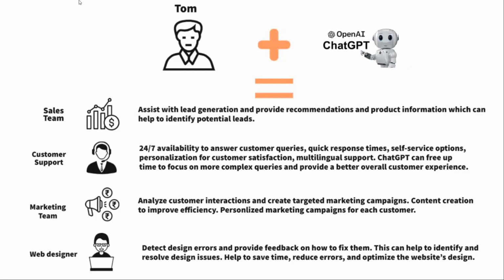ChatGPT can also help in content creation to improve efficiency. Imagine a robot typing out information for you to push out there to help market your organization. It improves efficiency. It reduces errors. Personalized marketing campaigns for each customer. So it's not that customer A is going to have the same stuff as customer B. No, it's personalized marketing campaigns. That's it with the help of ChatGPT.